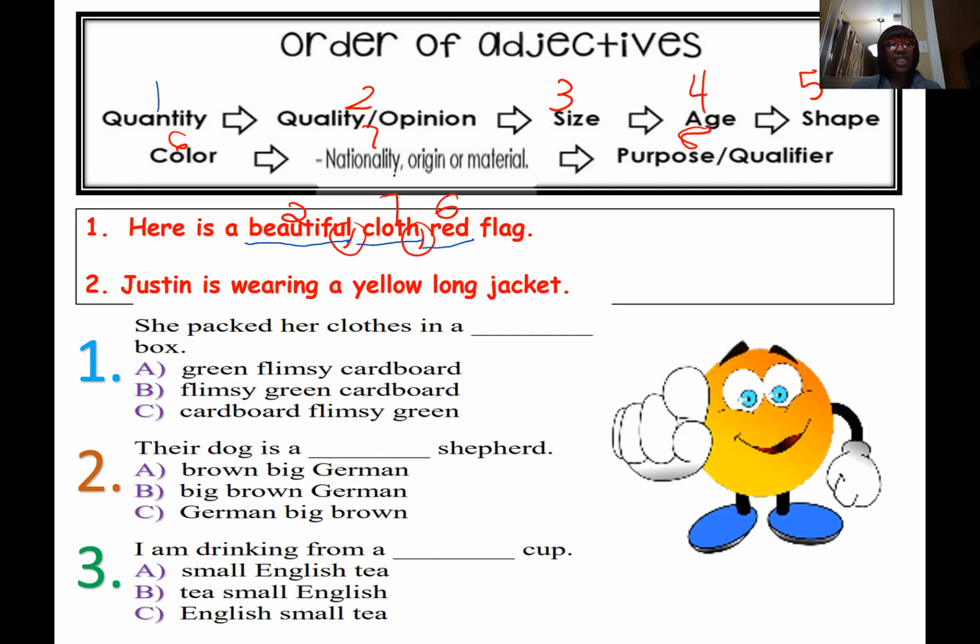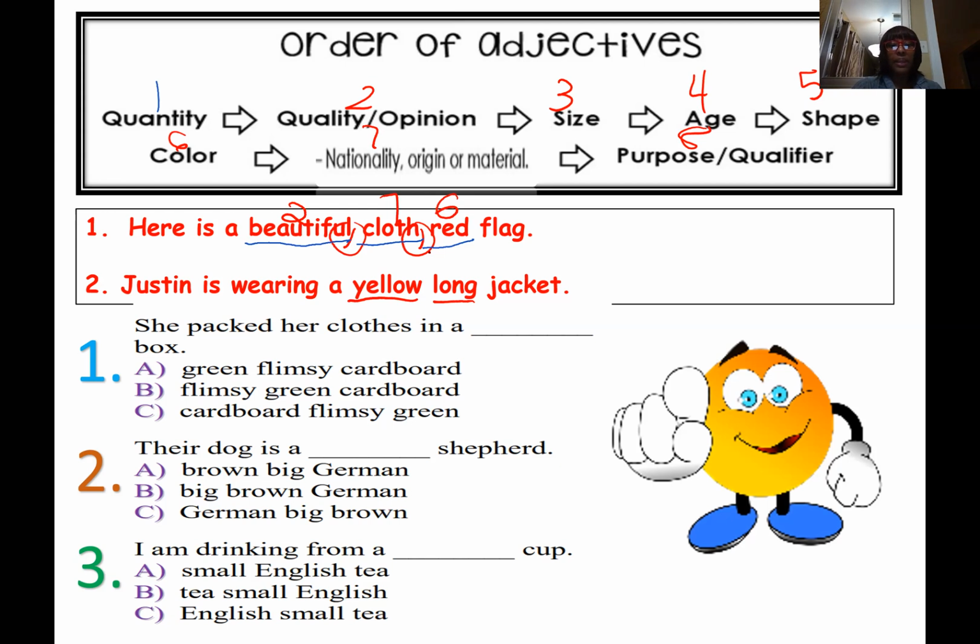You ready? Okay, so number 2 says, Justin. I'm using Justin as the example today. Justin is wearing a yellow long jacket. So I am going to underline yellow because that's an adjective, and I'm going to underline long. That's an adjective.